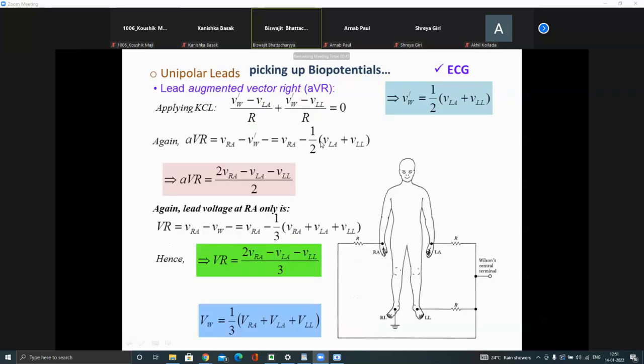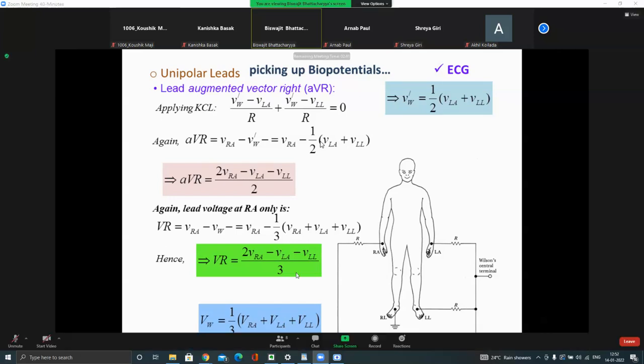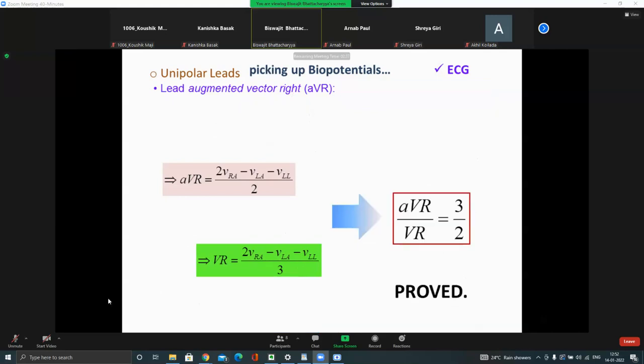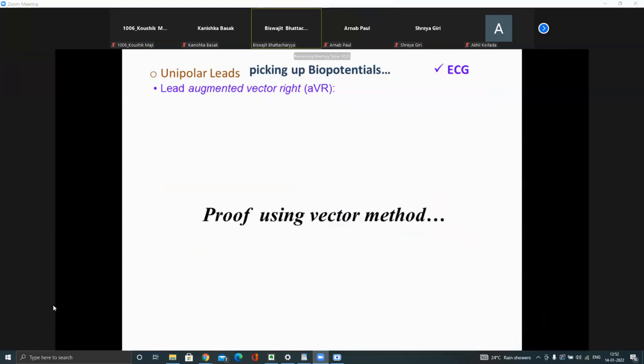If you have any doubt, ask me questions. So same is true. That is proved. The same thing can be proved in another way. We can prove it using a vector method. Proof using vector method. Using circuit analysis, we got the proof. Now using the vector method also we can get the proof.